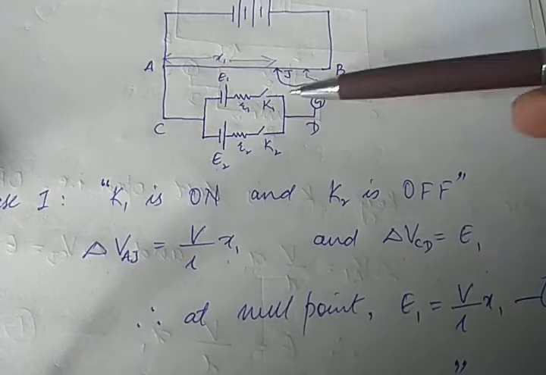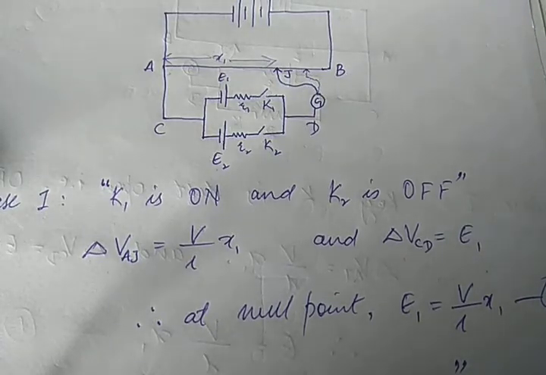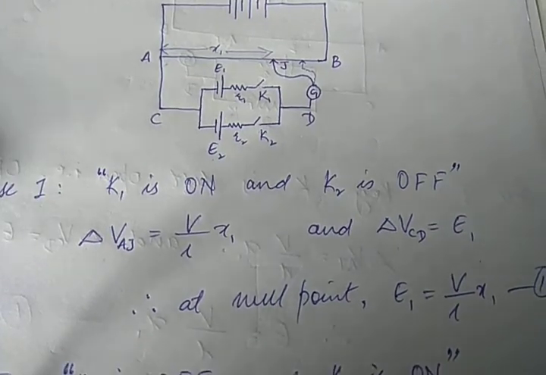I have explained this point in the previous video also, when we were looking at the first use of the potentiometer, that is to find the EMF of a cell. That is the part 2 video of potentiometer. You can go and check that. So delta VCD will be E1.